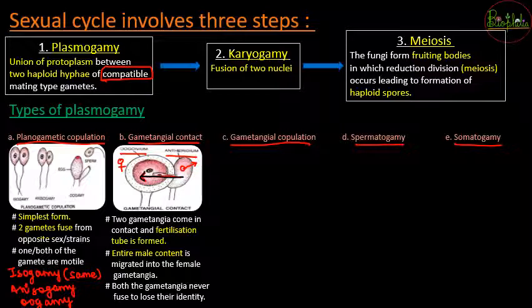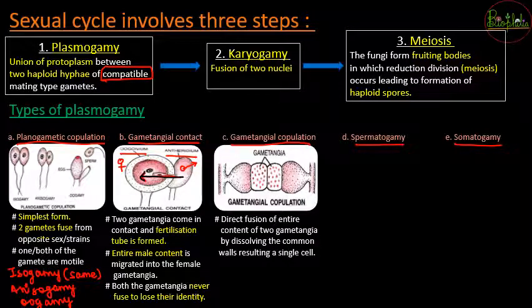Now whenever this type of plasmogamy occurs, that is gametangial contact, as the name says contact, they just have a connection; they are not going to fuse or lose their identity. As soon as the contact ends, the fertilization tube gets detached. At that time the male and the female again live separately as they were earlier. But if they do not separate, they are going to fuse together. That is the third type, gametangial copulation.